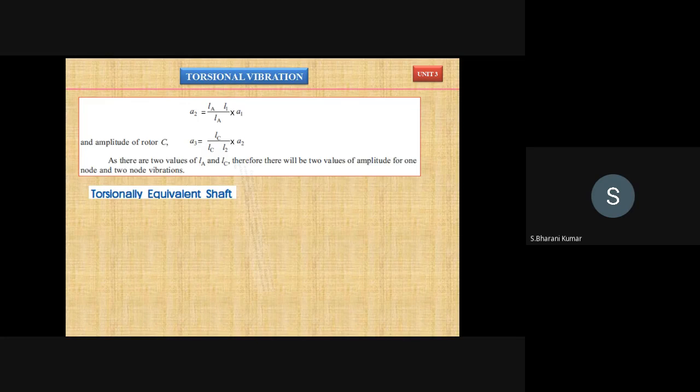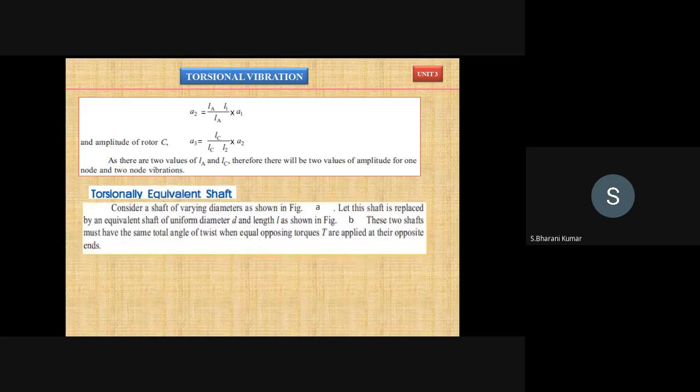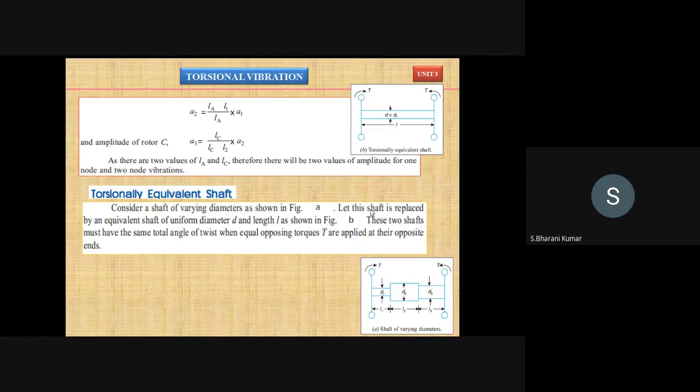And then there is the torsional equivalent shaft. The shaft is not the same throughout its length, so the diameter is not the same. The shaft has various sections with various diameters, D1, D2, D3 like that. So you want to convert this diagram into this, like a torsional equivalent shaft.